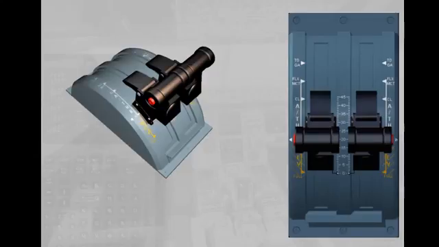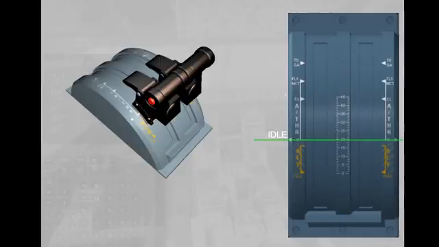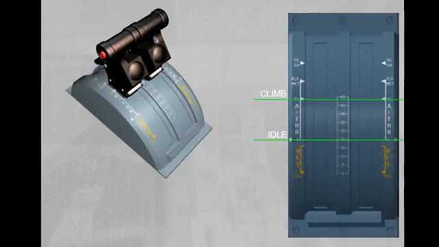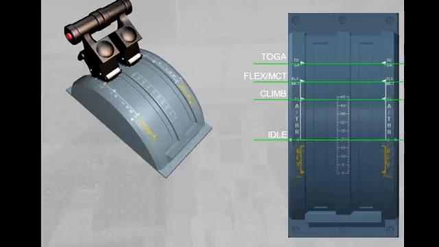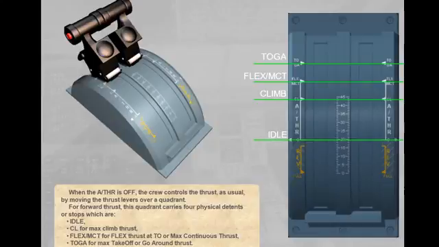When the autothrust is off, the crew controls the thrust as usual by moving the thrust levers over a quadrant. For forward thrust, this quadrant carries 4 physical detents or stops, which are idle, climb for max climb thrust, flex MCT for flex thrust at takeoff or max continuous thrust, toga for max takeoff or go-around thrust.